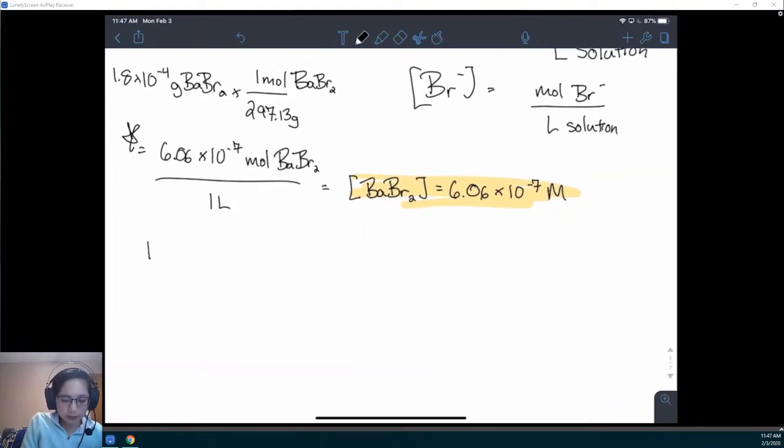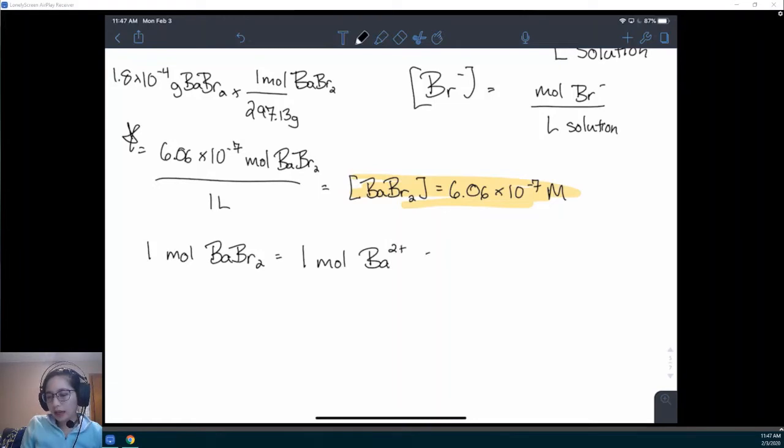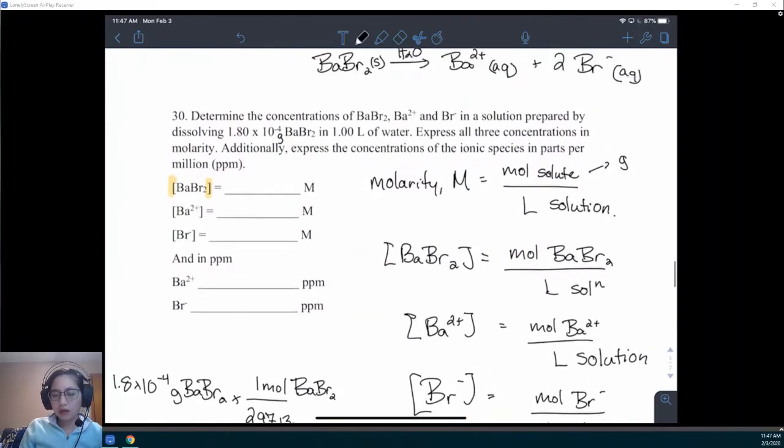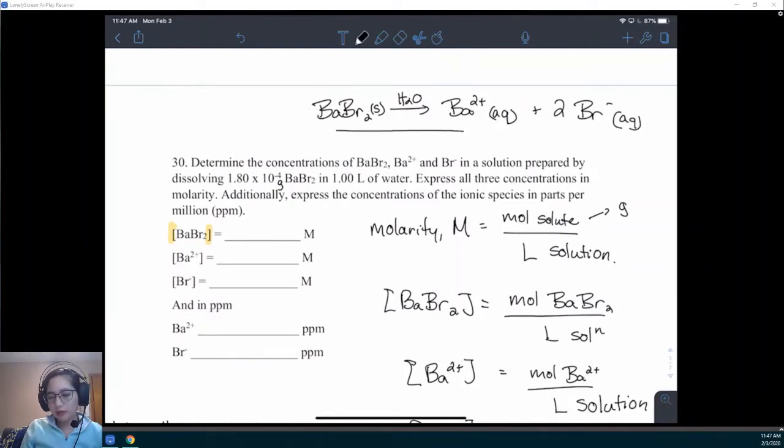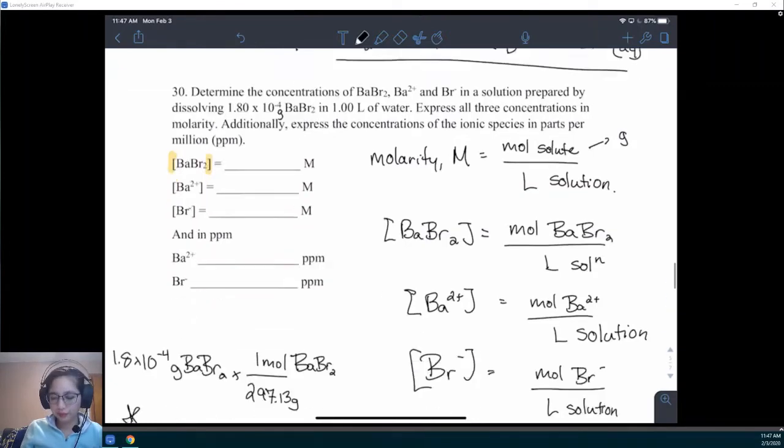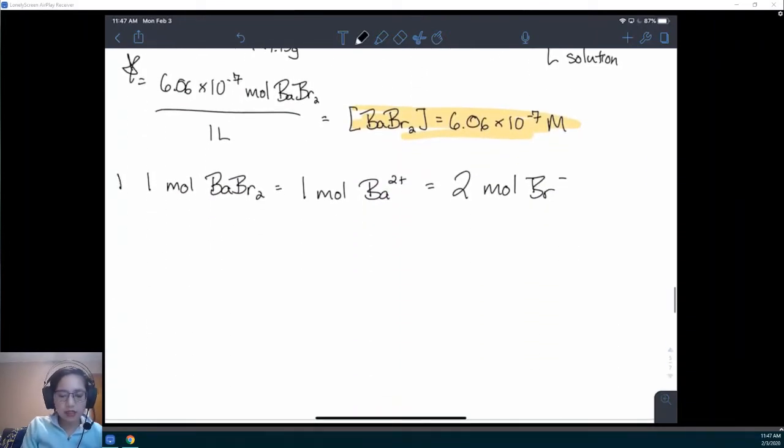In 1 mole of barium bromide, there is 1 mole of barium cation, but there is also 2 moles of bromide anion. I got these ratios from the balanced equation of barium bromide being dissolved up here. So you can see that it's a 1 to 1 to 2 ratio. So we'll use these conversion factors to help us get the next two concentrations.